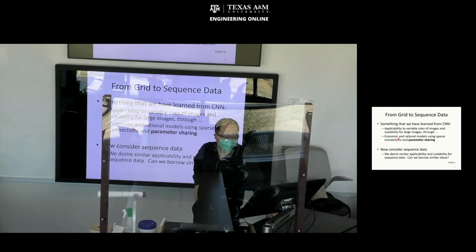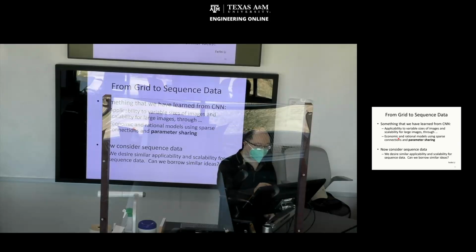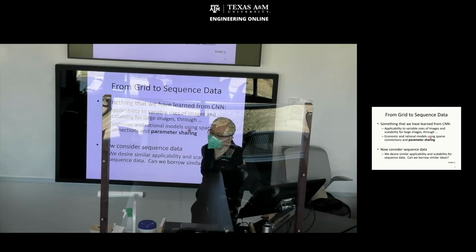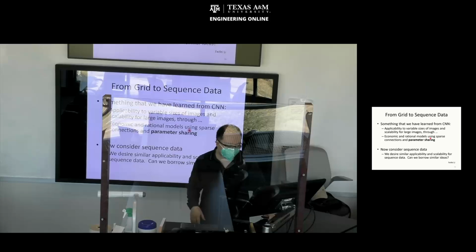So we can consider the same idea, but now not for image data, but for sequence data. Can we use some similar ideas for sequence data? Because we desire similar applicability and scalability for sequence data, we would also like to use the parameter sharing idea. Can we borrow similar ideas from convolutional neural networks? We have the convolutions, where the same kernel was sliding down the 2-dimensional grid.